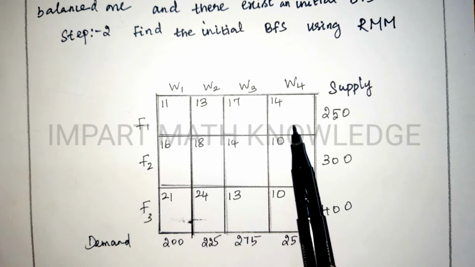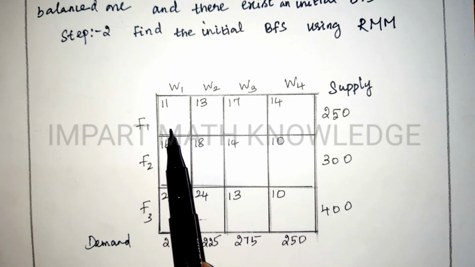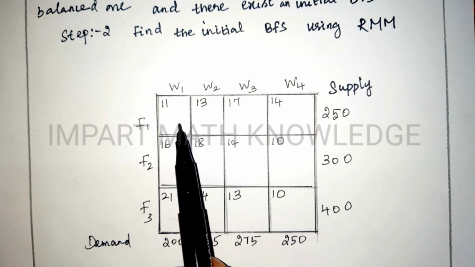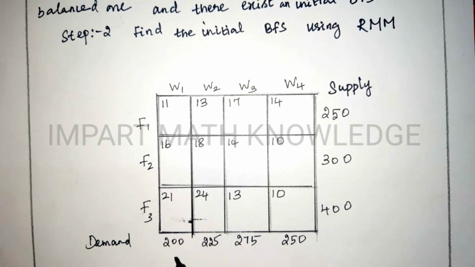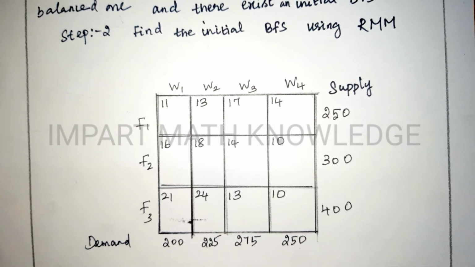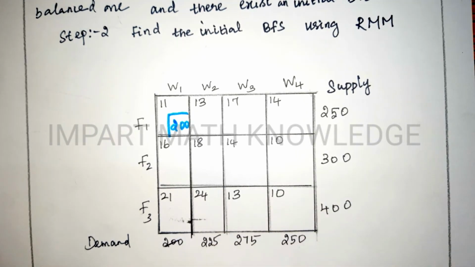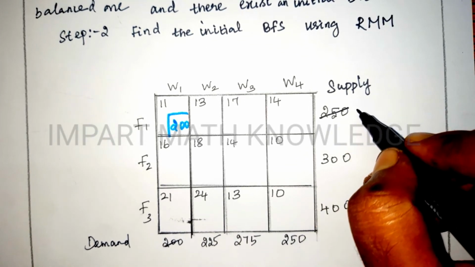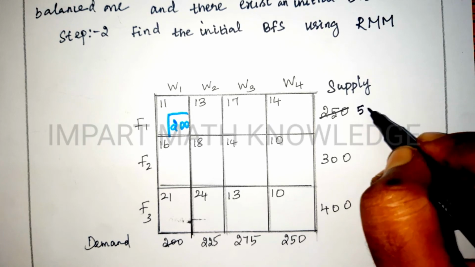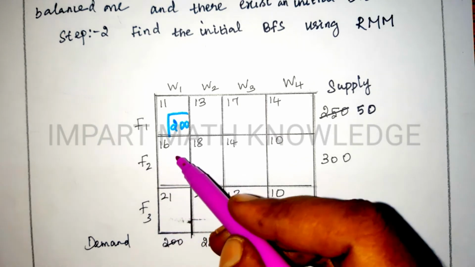In the first row, we have to select the minimum cost. Here the minimum cost is 11. So in this cell, we are going to allocate our value. For this cell, supply is 250, demand is 200. So the minimum value is 200. I am allocating 200 here. So 200 is satisfied, and here the remainder is 250 minus 200 is 50. Here demand is satisfied, so you have to strike out the column.